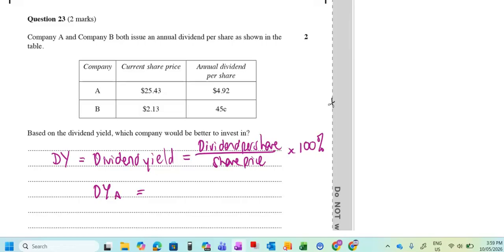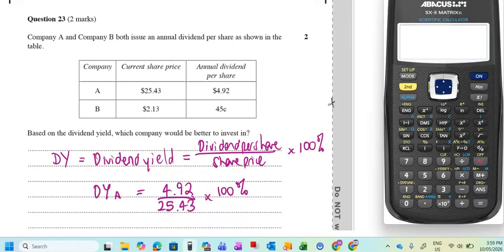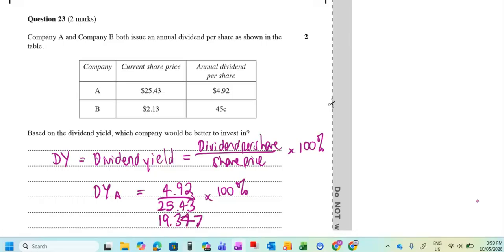equals the A dividend per share, 4.92, divided by the share price of 25.43. We're going to multiply that by 100% in order to express that as a percentage. 4.92 over 25.43 is this number times 100%. So it's 19.347%.